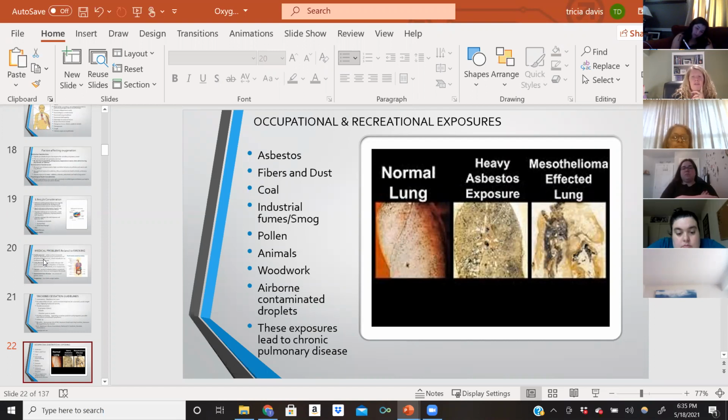So this is a picture of a normal lung here on the left-hand side, and this is a lung heavily exposed to asbestos, and this is mesothelioma. You can see how it deteriorates it and it turns it black. You're definitely not getting any kind of good oxygenation in there.